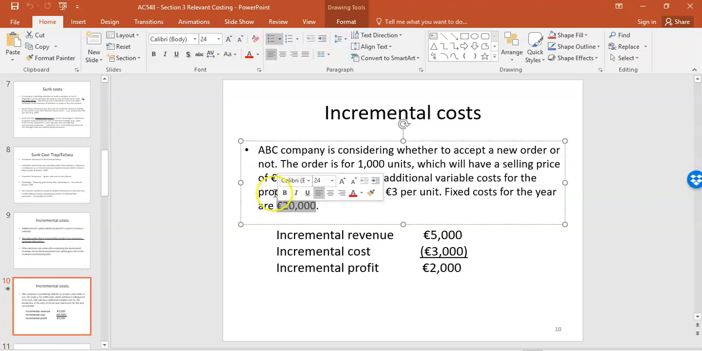You might argue, well, maybe there's a marketing perspective. Is this lower than the price you offer to other customers, etc.? And we will talk about that in terms of non-financial considerations. But from a financial perspective, we are looking solely at, does this make sense financially? And in this case, it does, because it's going to give us 2,000 euro extra profit to help us cover the costs we've already committed to, which is the 20,000 fixed costs.